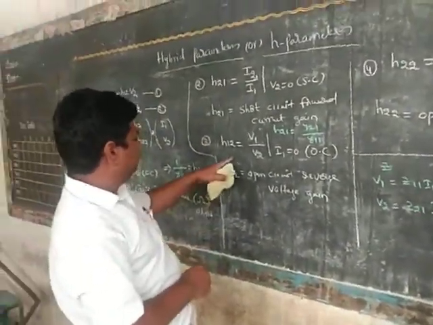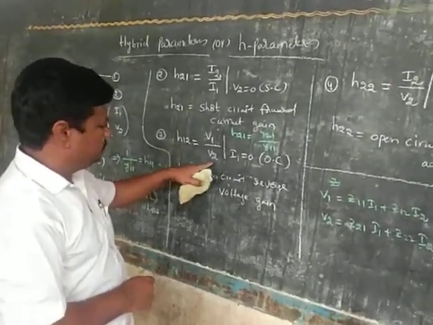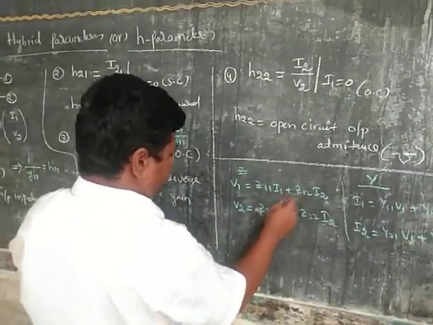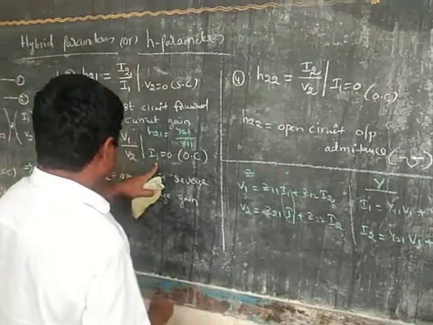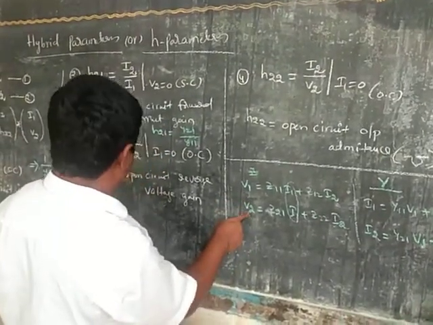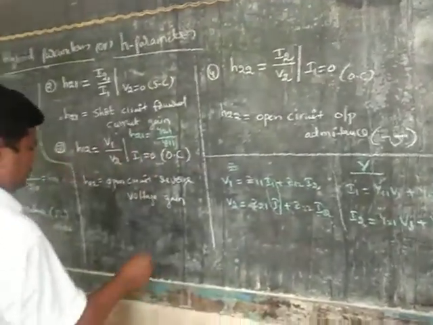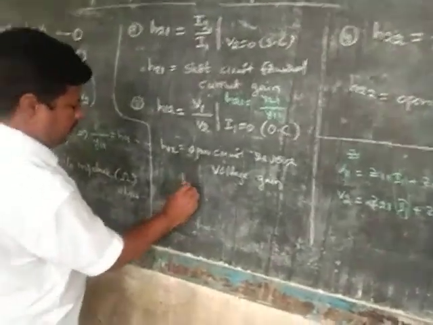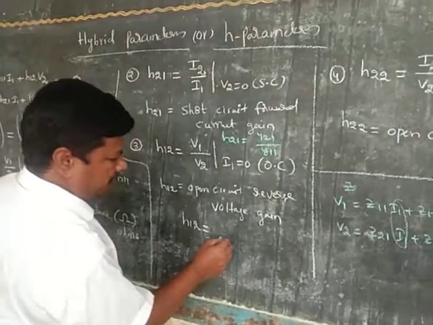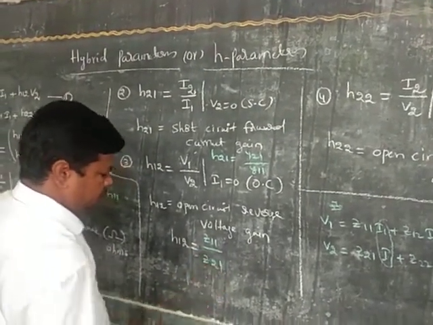Next, coming to the third, H12 is V1 by V2 when I1 is equal to 0. Observe the Z parameters here: V1 by V2 when I1 is equal to 0 is Z12 by Z2. So H12 is equal to, in terms of Z parameters, Z11 by Z21.